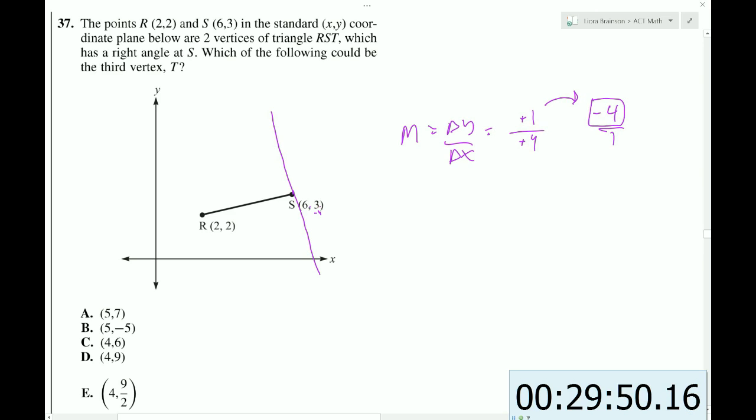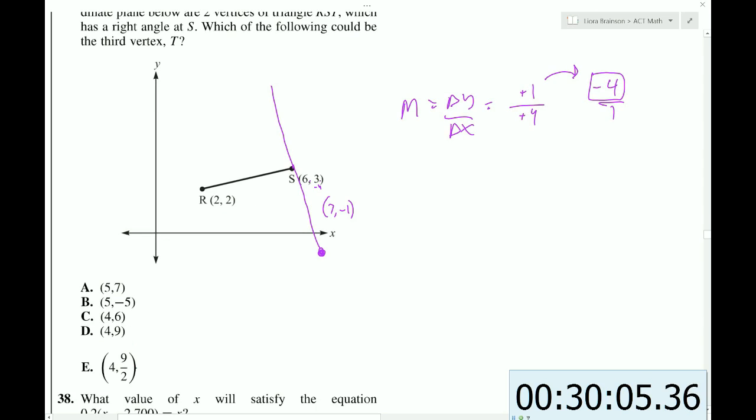So we can go down 4 from 3. That gives us a coordinate of negative 1 for y. And we go up 1 for x, and you get 7. So that would be the point 7, negative 1. Maybe that would be somewhere over here. That is not a choice, right?